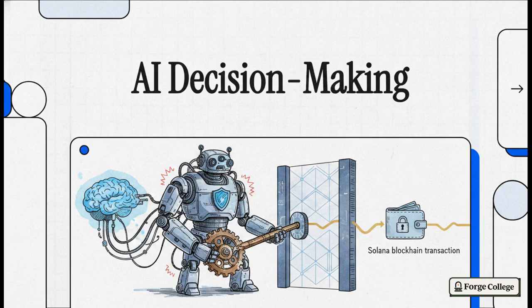Today, we're diving into an absolutely critical, high-stakes piece of our track on AI agents and autonomous systems on Solana. We're talking about integrating AI decision-making and preparing for transaction execution.